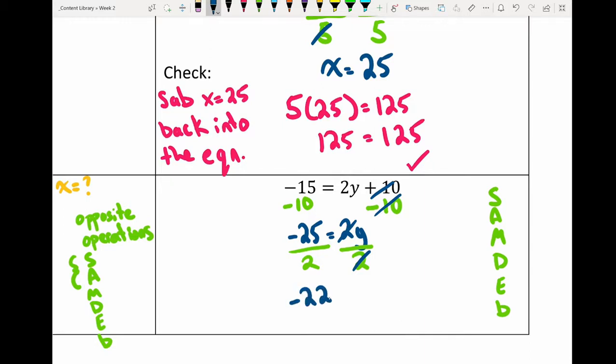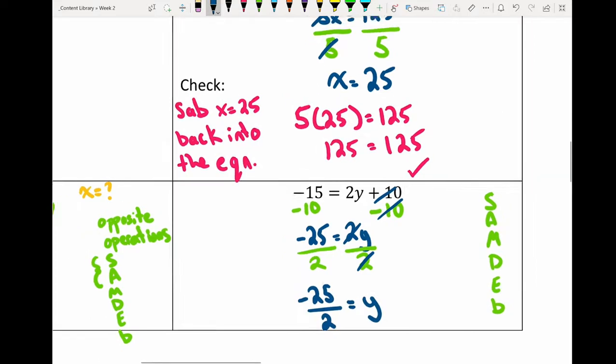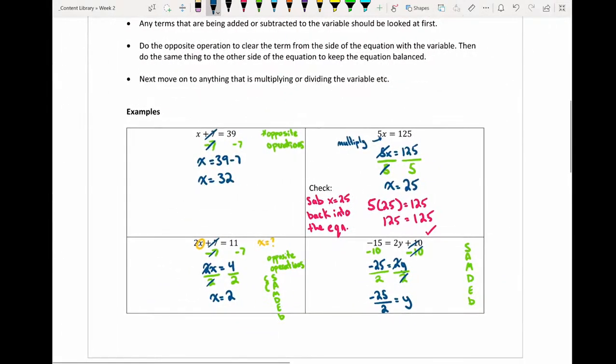So I get negative 25 divided by 2 equals y. And that is my final answer.